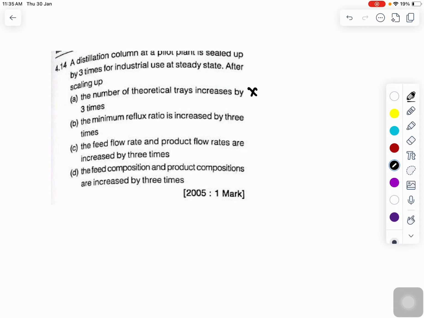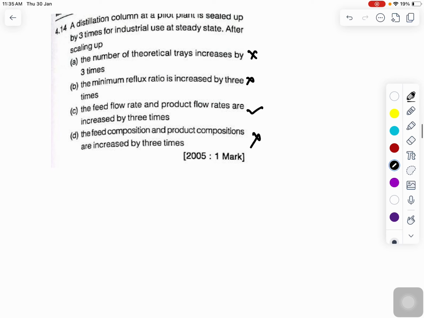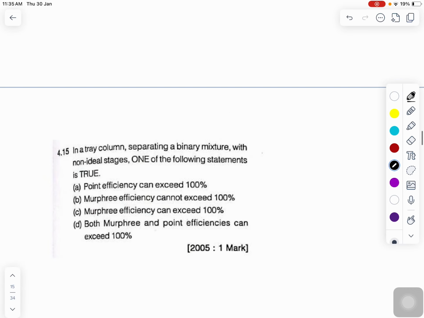The minimum reflux ratio is increased by 3 times. That is also wrong, that the feed flow rate and product flow rate are increased by 3 times, right? So I think this is the correct option, because you have to increase the feed flow rate and product flow rate till 3 times, because when you are scaling up, you are increasing the diameter of the column, right? So it will give you the flexibility that you can increase the feed flow rate and product flow rate also. So this is being done to increase the production rate of the product.